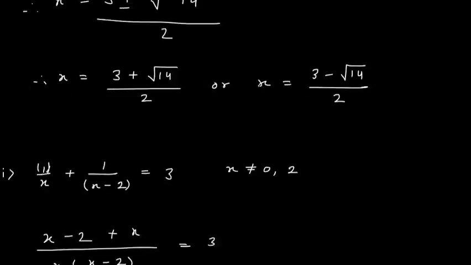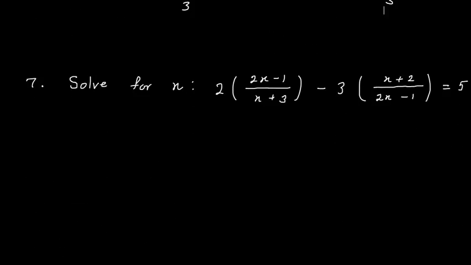All the problems are a little lengthy, right? Okay. Seventh problem. The seventh problem is 2 into (2x minus 1) upon (x plus 3) minus 3 into (x plus 2) upon (2x minus 1) equal to 5.